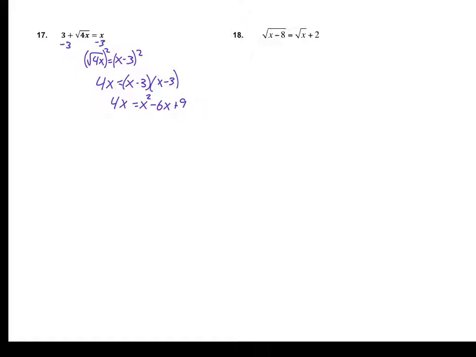That gives us 4x equals x squared minus 6x plus 9. We want to subtract 4x over so we can factor. So x minus 9, x minus 1. So x equals positive 9 and positive 1. If we plug this back in, we're going to find that 1 does not work. So the answer is just x equals 9.